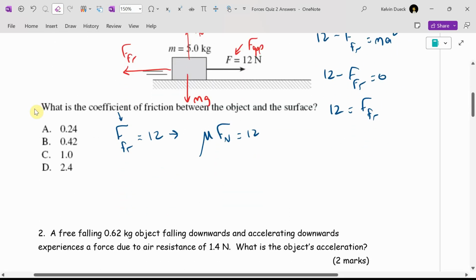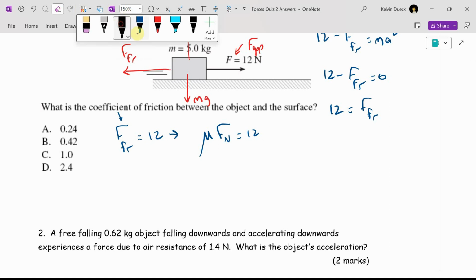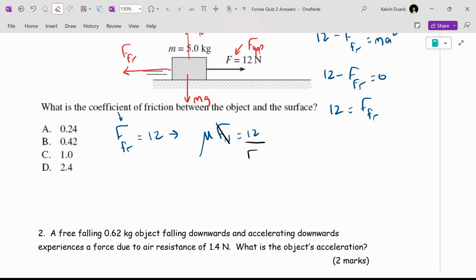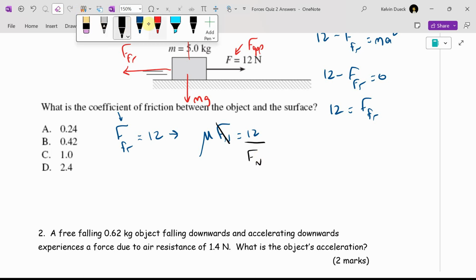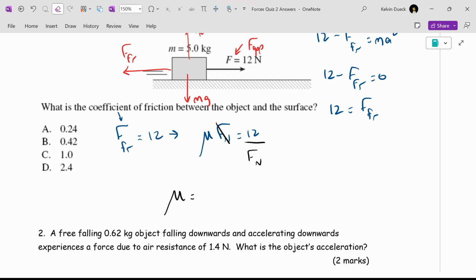Coefficient of friction is the mu. I want to get the mu by itself. I would divide by the normal force. I don't know the normal force. Oh, but look. The normal force, it looks like, is mg in this case. So it's going to be 12 divided by mg. It's going to be 12 divided by 5 times 9.8. That's going to be roughly 12 divided by 48. It's going to be really close to 0.25.